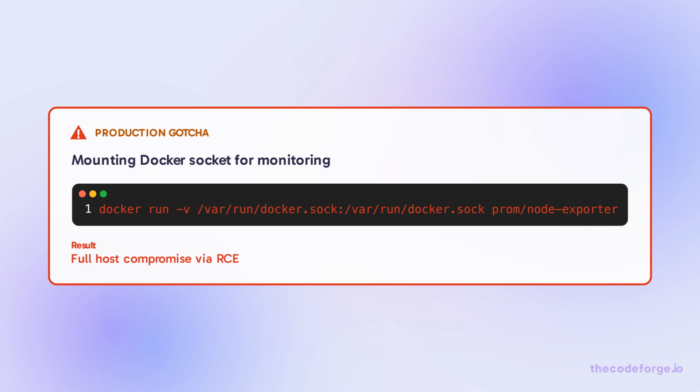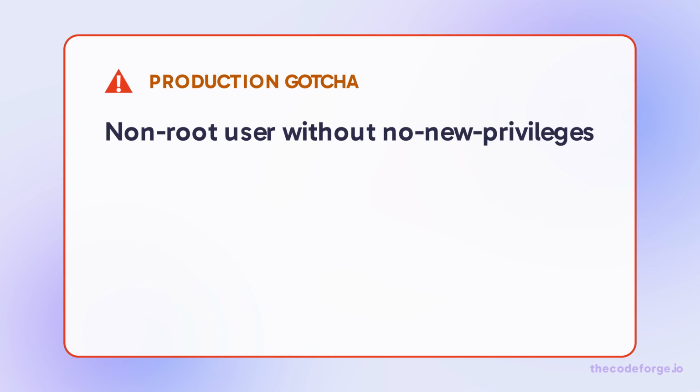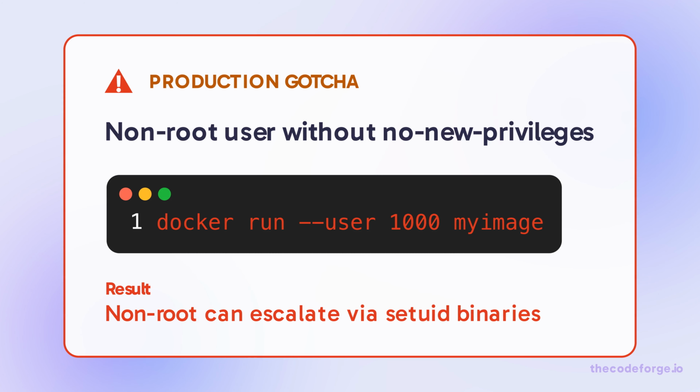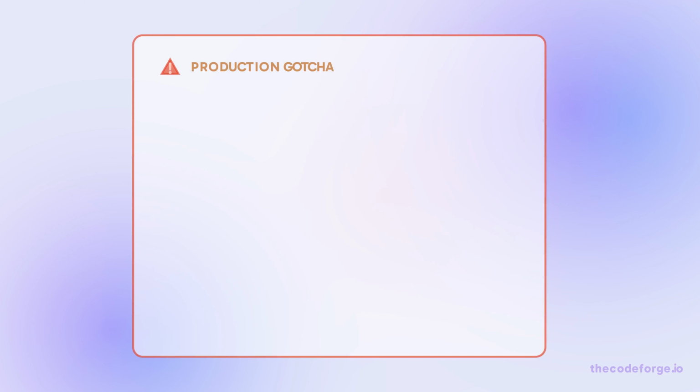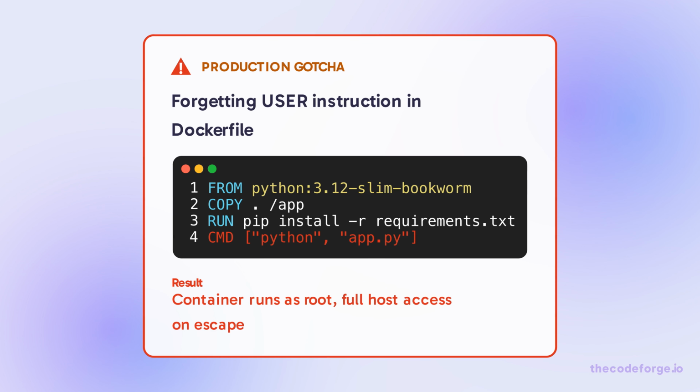Mounting the Docker socket gives the container root access to the host. If that container has an RCE, the attacker can create privileged containers and compromise the host. Never mount the socket unless absolutely necessary. Without the no-new-privileges flag, a non-root process can execute setuid binaries like sudo or ping to escalate to root. Always pair security-opt no-new-privileges:true with a non-root user. If you forget the USER instruction, the container runs as root. An RCE vulnerability then gives the attacker root access inside the container and potentially on the host.